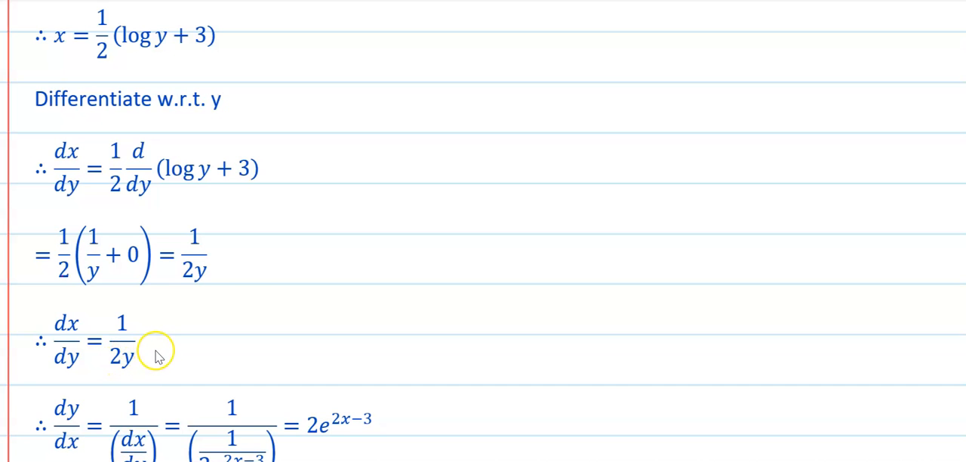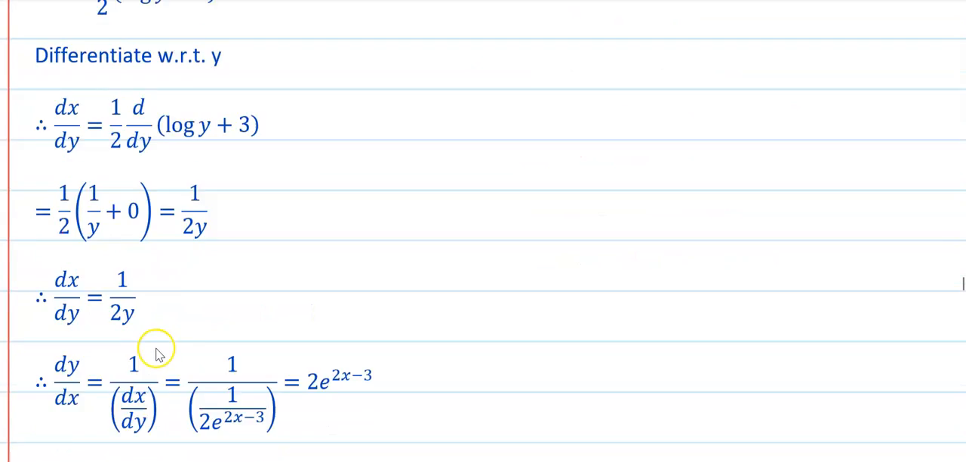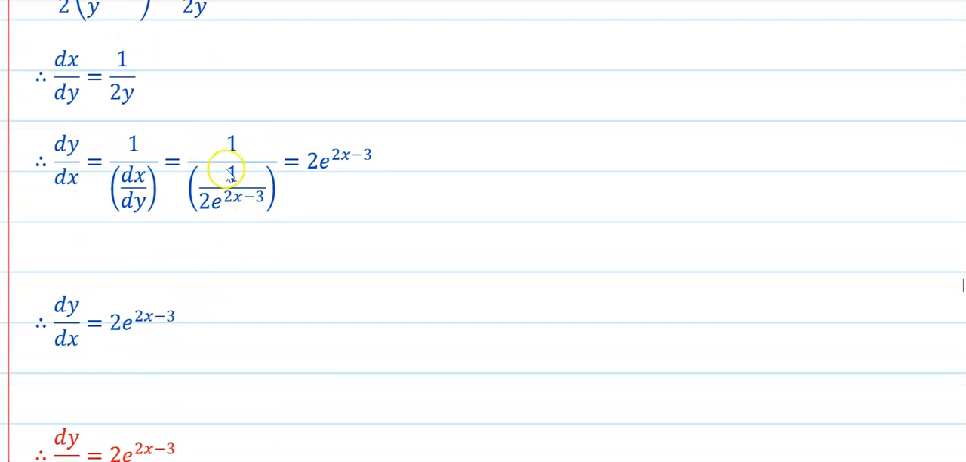But what is the value of y again? Here y is equal to e raised to 2x minus 3. Here we are substituting the value y is equal to e raised to 2x minus 3. Substitute the value. Therefore, this is the dx upon dy: 1 upon 2 times the value of y, e raised to 2x minus 3.